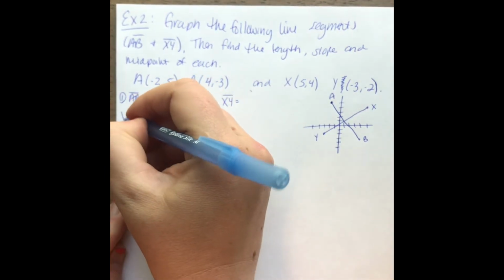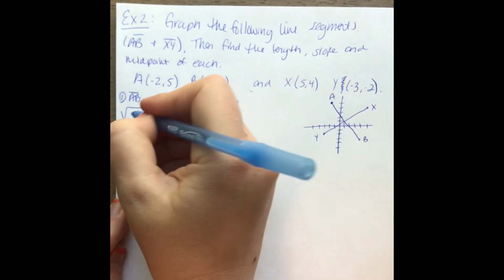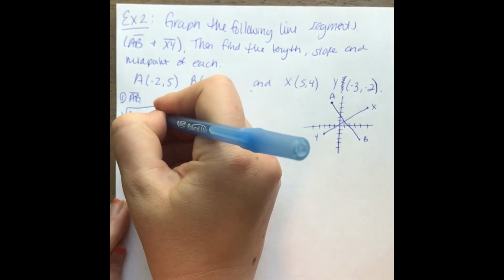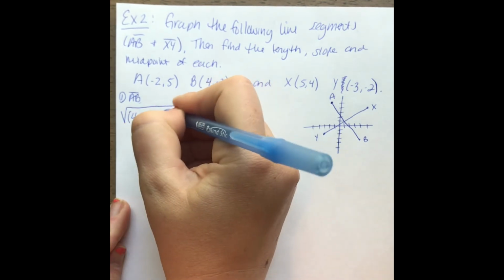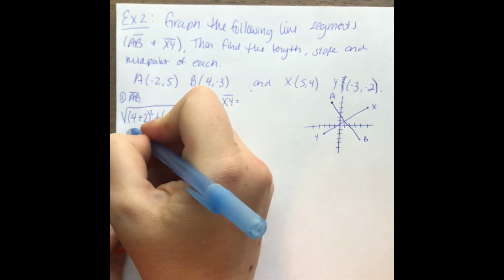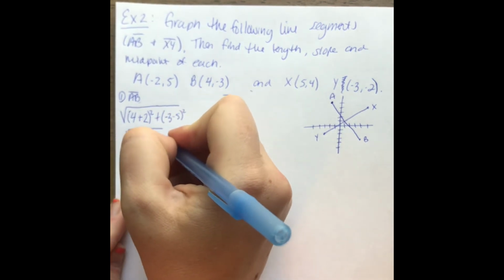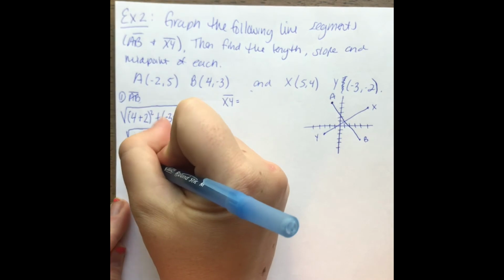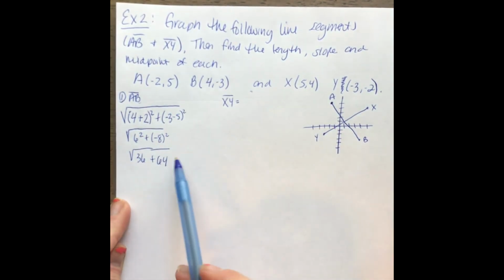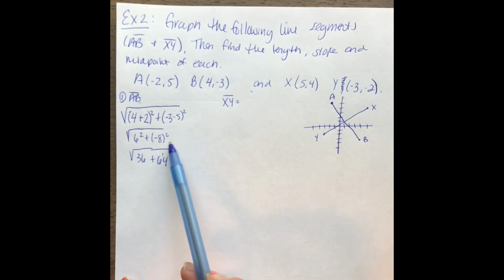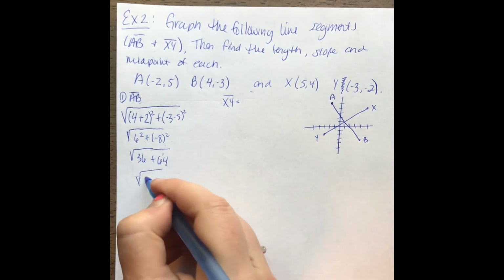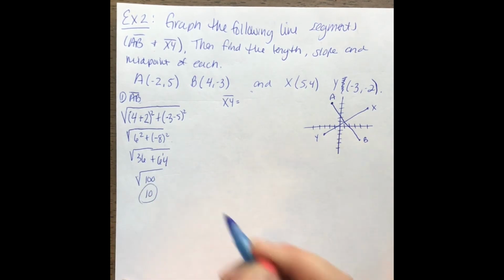I'm going to do the square root of x sub 2, 4 minus negative 2, so it's plus 2 squared, plus negative 3 minus 5 squared. That's going to simplify to 6 squared plus negative 8 squared, which is going to be 36 plus 64. Remember, if you're going to enter negative 8 squared into your calculator, you have to put the negative 8 inside parentheses. 36 plus 64 is the square root of 100, which is just 10.